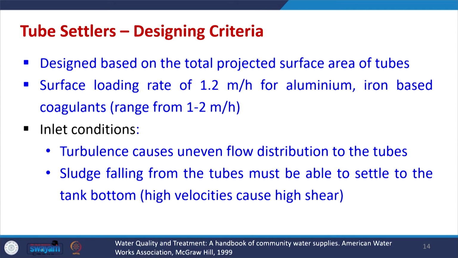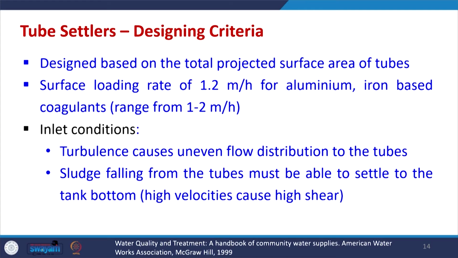Some design criteria for tube settlers: the design is based upon the total projected surface area of the tube. This is important. A surface loading rate of around 1.2 meter per hour for aluminum or iron based coagulants can be used. It may be in the range of 1 to 2 for this surface loading rate for tube settlers.